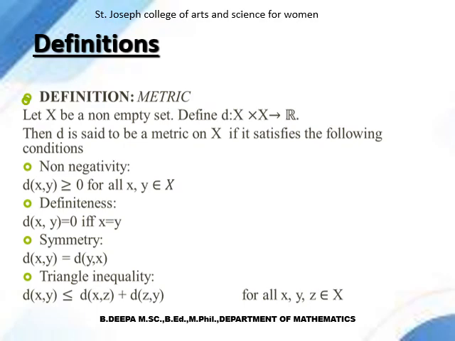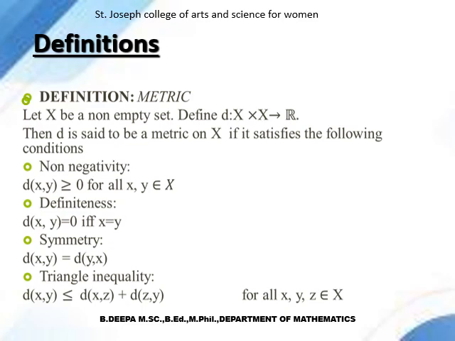And the next one is the definition of metric. Let X be a non-empty set. Define D mapping from X cross X to R. Then D is said to be a metric on X if it satisfies the following conditions, that is, it should satisfy non-negativity, definiteness, symmetry, and triangle inequality.